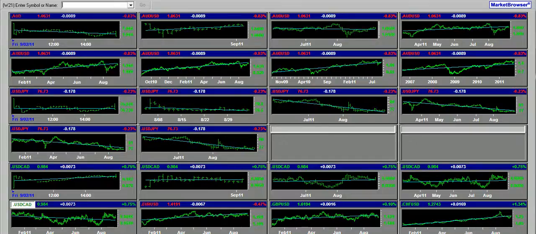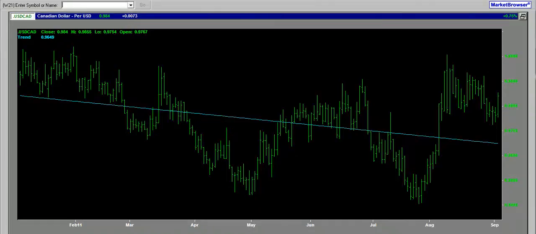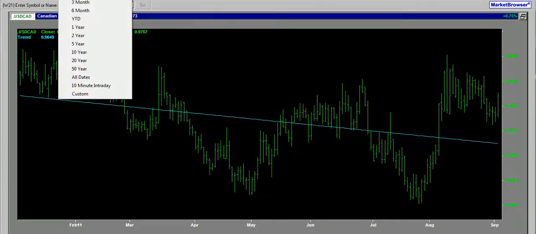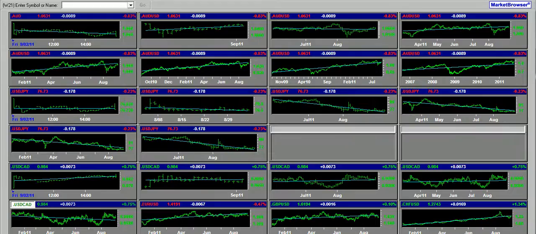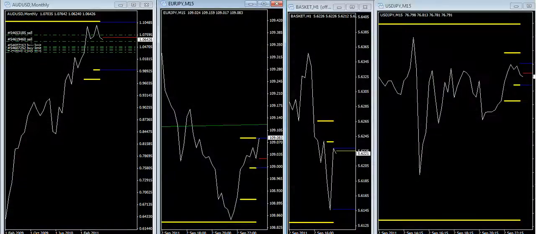You can then apply the same thing on other currencies. Simply just play the year to date, and you can see basically the trend is going down on the US dollar, Canadian dollar. Even though it's above now, the trend line is going left to right, going down. So one can use the market browser for the trend.